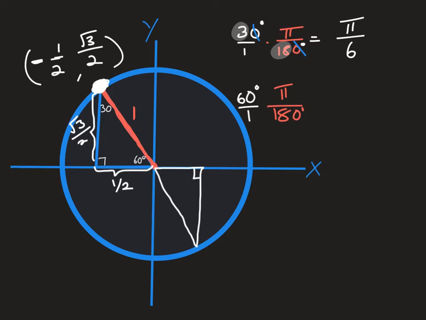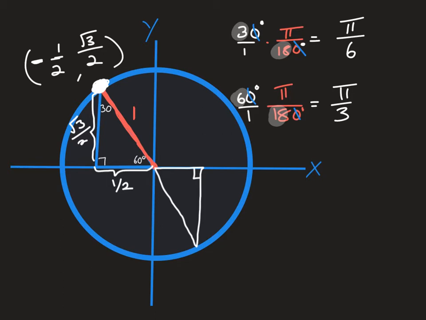And let's go ahead and do the same thing down here with the 60 degrees. So again, my zeros can cancel here. And I will have a pi on top. And then I'm going to be left with 6 divided by 18. Well, that's going to simplify to 1/3. So that's going to be pi over 3.